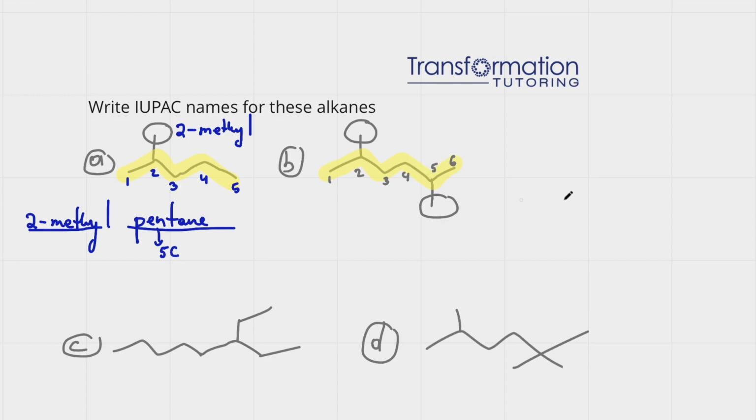Since I have 6 carbons, the prefix for 6 carbons is hex. And again, because it's all single bonds, and all of this will be single bonds since we're dealing with alkanes, this is hexane.